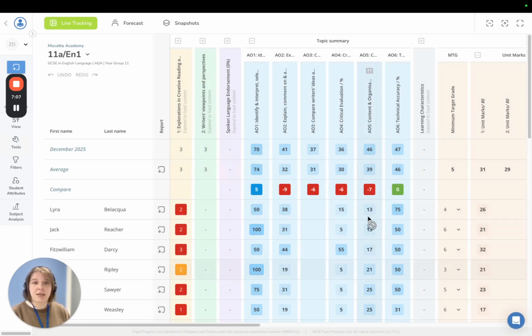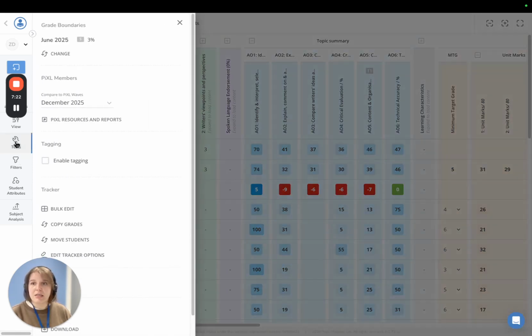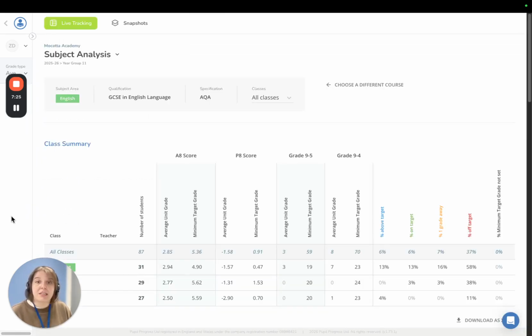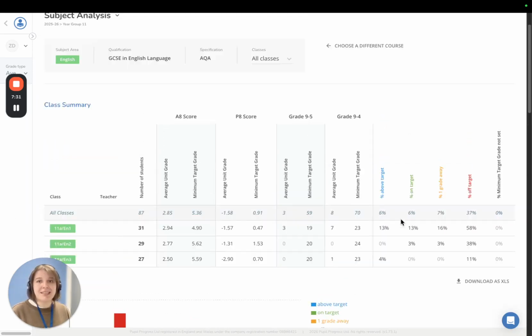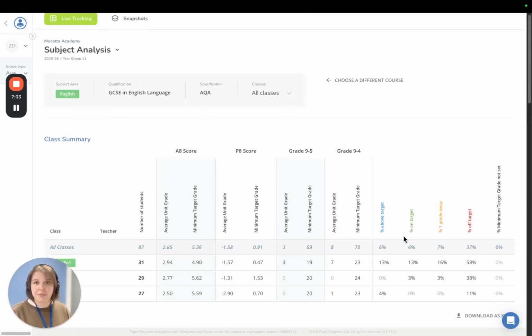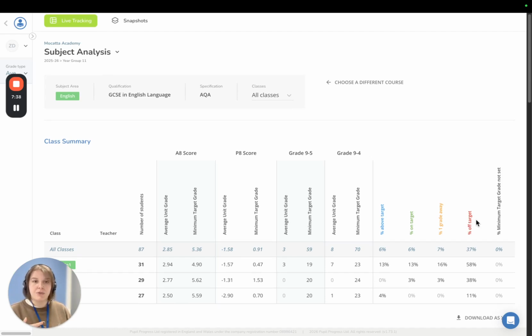Which students will benefit the most from intervention in AO5 and how will that affect the overall averages over here? What we can also do is actually take a step back first before narrowing into the data. For instance, we know that a lot of middle leaders are targeted with a specific percentage of students that are 4 and above, and we can see that through the subject analysis area. Here we get sort of headline figures around the amount of students that are off target as a percentage, 1 grade away, on target and above.